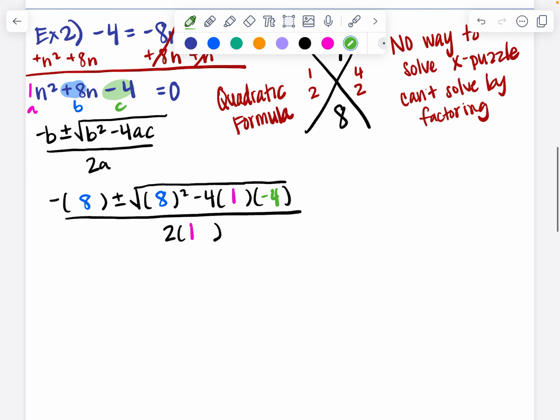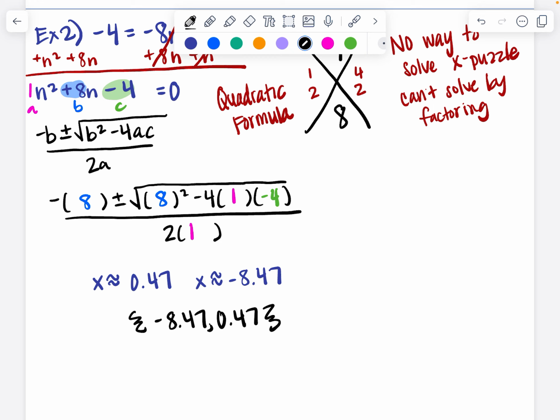All right, so when you put that in your calculator, why don't you pause the video really quick and put that in your calculator. Make sure to do it both ways, once using plus and once using minus. All right, so your two rounded answers should be 0.47 and negative 8.47. Okay, next example.